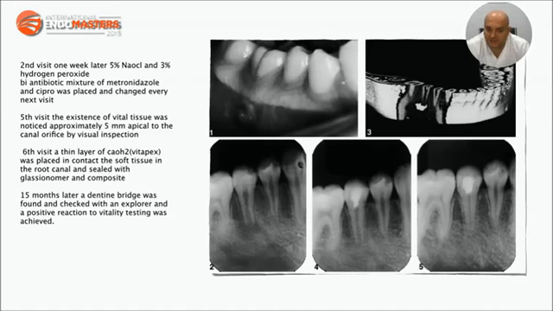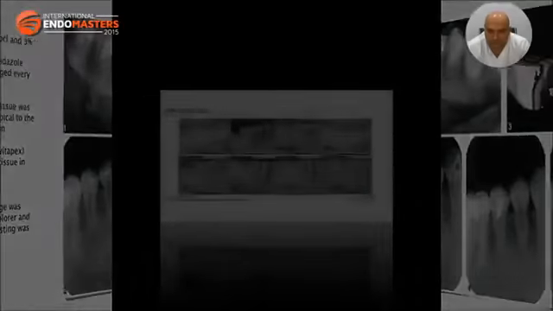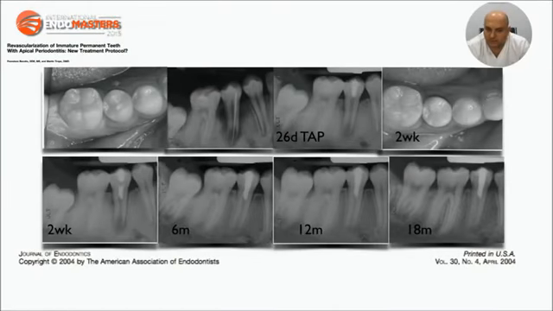15 months later, a dentine breach was found and checked with an explorer, and a positive reaction to vitality testing was achieved. And this was just judged as a remarkable result that shaped the foundation of apexification treatment approaches. In 2004, another report by Batcher gave reproducible results.